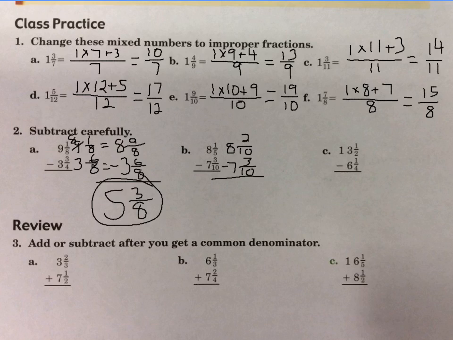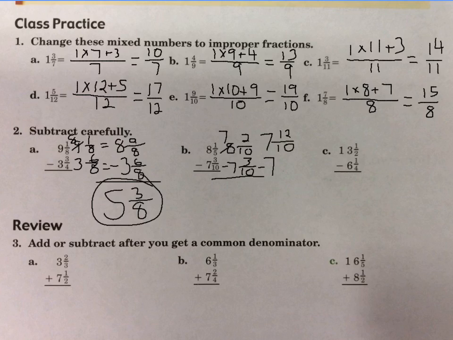Now we're ready to do the problem. We have to borrow from the 8. That gives us a 7. We've borrowed 1, so we're going to add 1 to 2 tenths. We're going to change the 1 into 10 over 10, which is the same as 1. Add it to 2 tenths, and now we have 7 and 12 tenths.